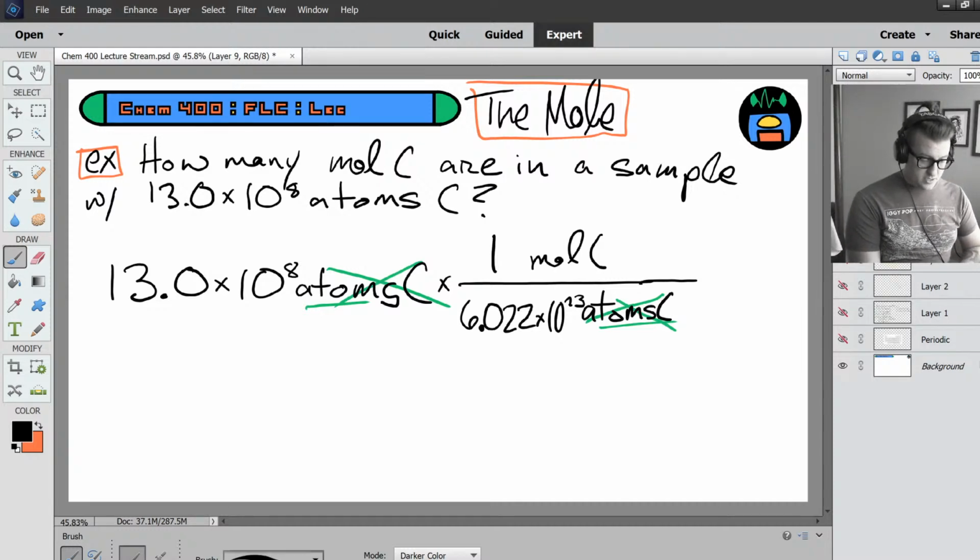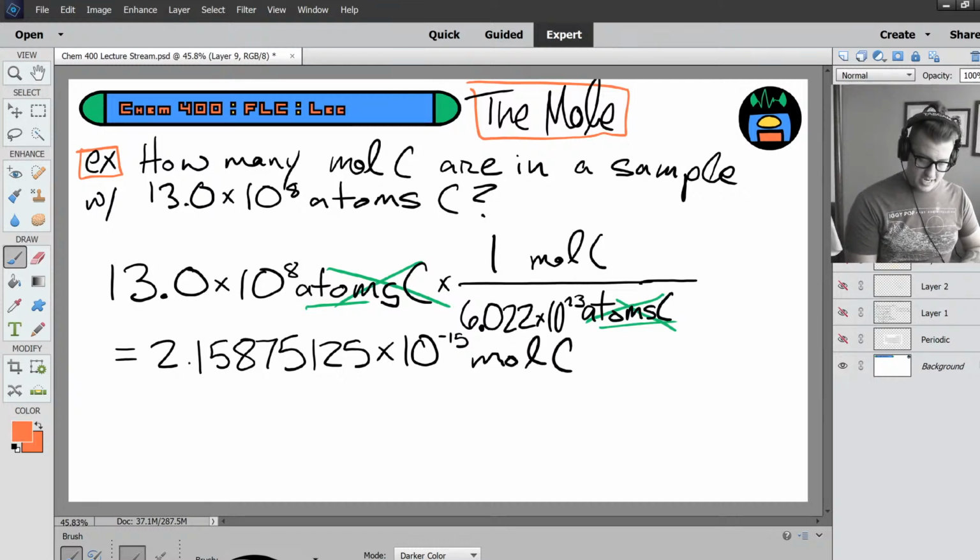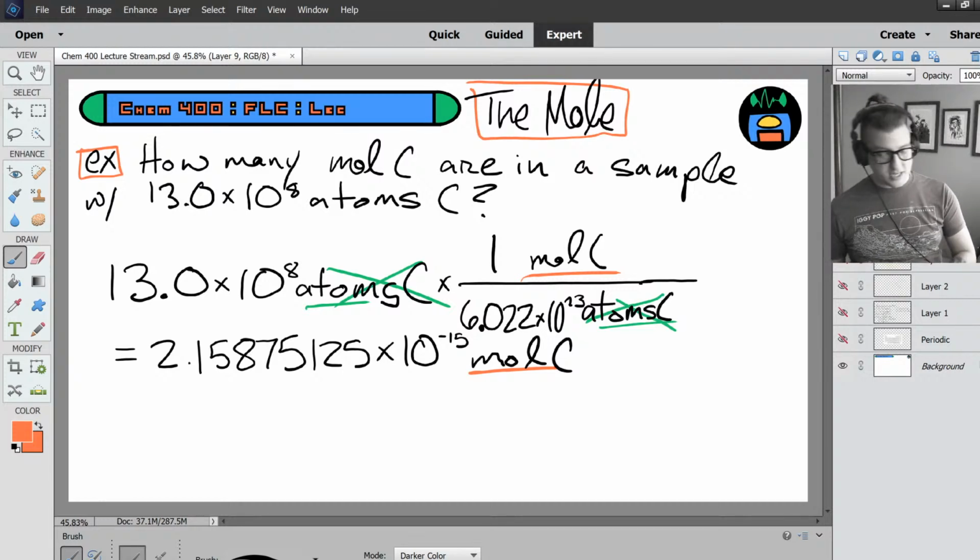All right, so my calculator is telling me that my value is 2.15875125 times 10 to the negative 15th moles of carbon. That is my correct unit because that is the unit left over. We've got the correct units, we've got the correct values.